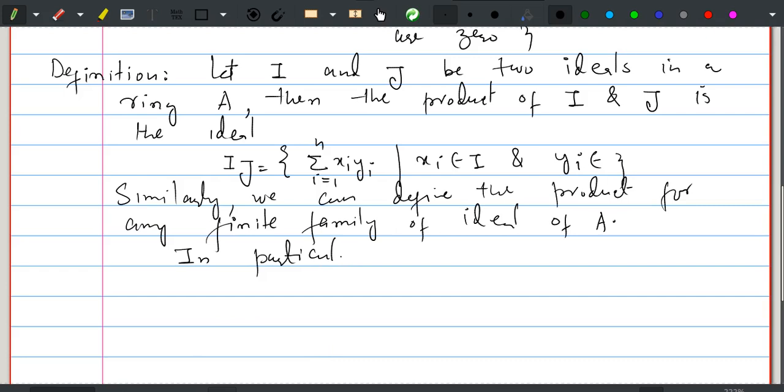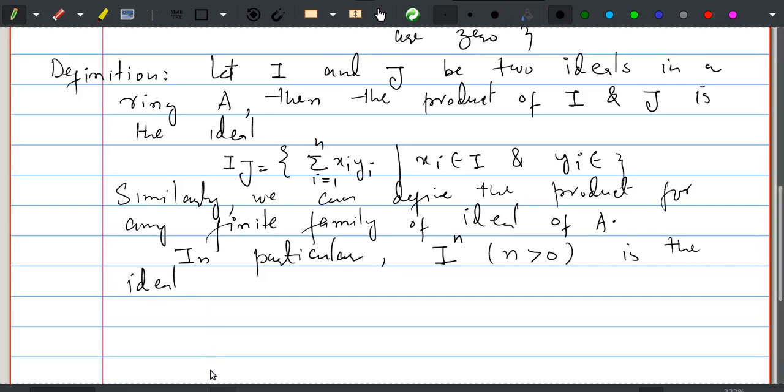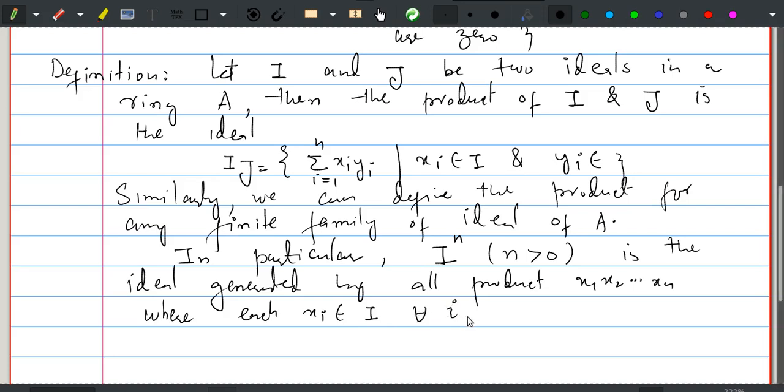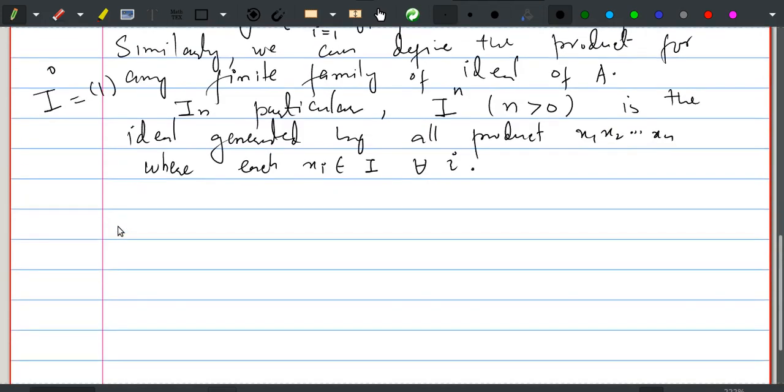suppose I is an ideal in A, then we can define the nth power of I. In particular I to the power n, where n is some positive integer, is the ideal which is generated by all products x1 x2 through xn, where each xi is in I. Then this is again an ideal, and as a convention we write I to the power 0 to be the unit ideal, that is the ideal generated by 1.